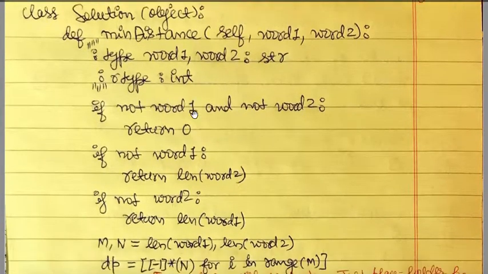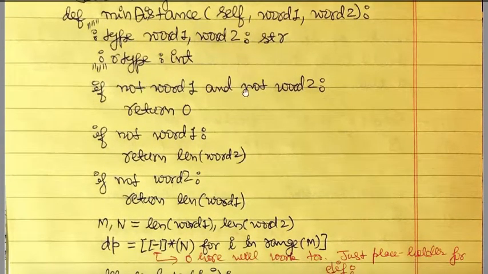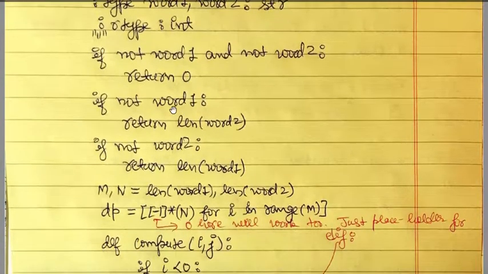So if not word1 and not word2, meaning both are empty, we return 0 obviously. If not word1, it means word1 is empty, we return the length of word2, because we have to insert all the characters of word2 one by one to go from empty to word2.